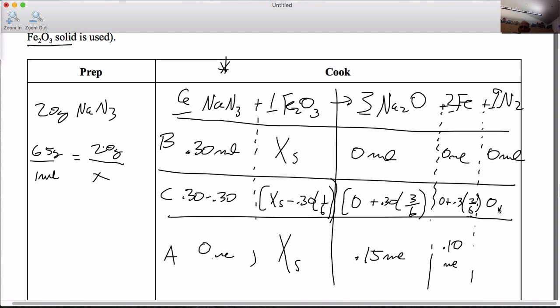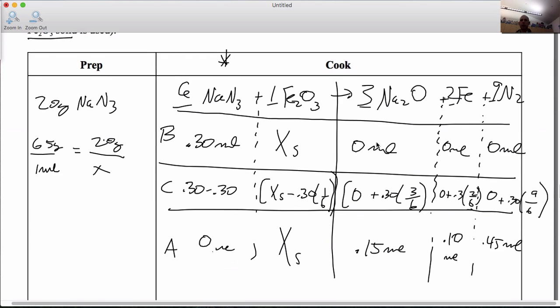And this is going to be 0 plus 0.30 multiplied by 9 over 6. So that's the same thing as multiplying that by 3 over 2, because 2 can go into 6 three times. So 0.3 times 3 divided by 2 equals 0.45 moles.